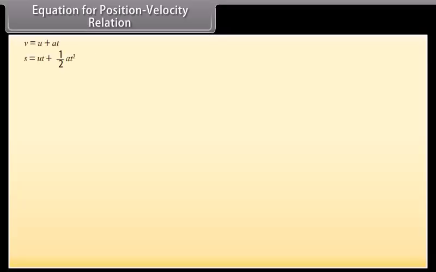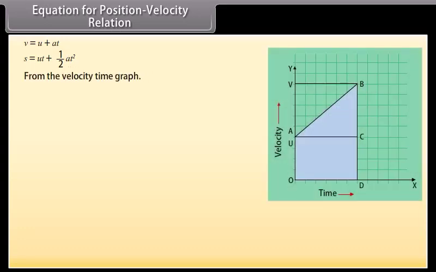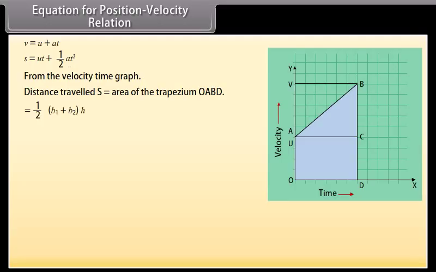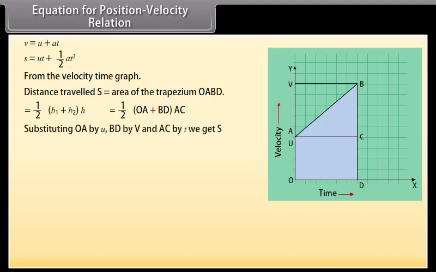Equation for position-velocity relation. The third equation will be obtained from these two equations. From the velocity-time graph, the distance traveled s is equal to the area of the trapezium OABD. This is 1 upon 2 into (b1 plus b2) into h, which is equal to 1 upon 2 into (OA plus BD) into AC. Substituting OA by u, BD by v, and AC by t, we get s is equal to 1 upon 2 into (u plus v) into t, equation 1.